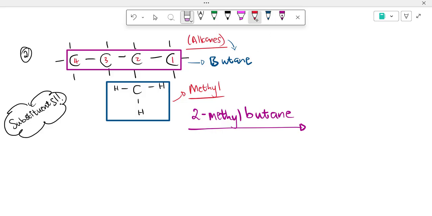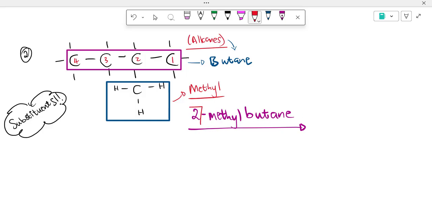Right. So let's analyze this name. We should know by now that BUT is the prefix that tells us how many carbons are in the longest chain. And then the ANE is a suffix. It tells me that I'm looking at an alkane, because for every alkane, the suffix is ANE. And then the methyl group tells me that I have a methyl group.